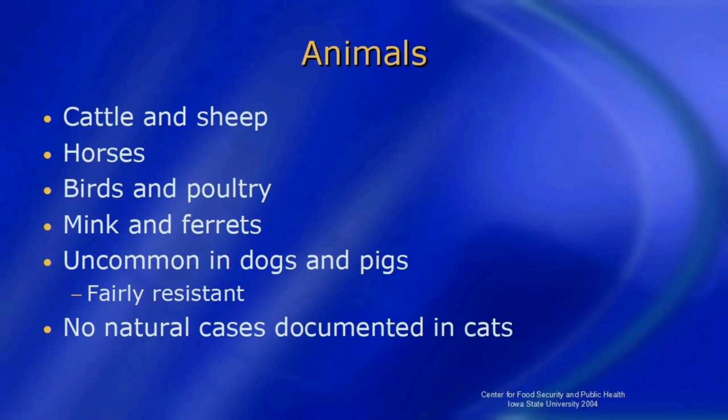Botulism affects animal species such as cattle, sheep, horses, wild birds, and poultry. Mink and ferrets also are affected by this bacterial disease. Dogs and pigs can also be affected. However, they seem to be more resistant to the disease. Therefore, the cases are much more uncommon compared to the previously mentioned species. Until now, no natural cases have been documented in cats.